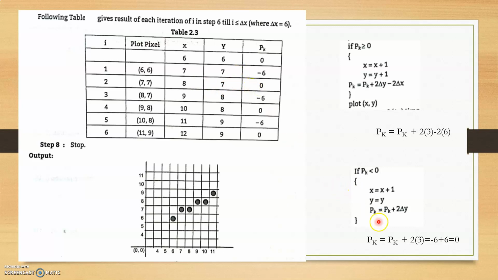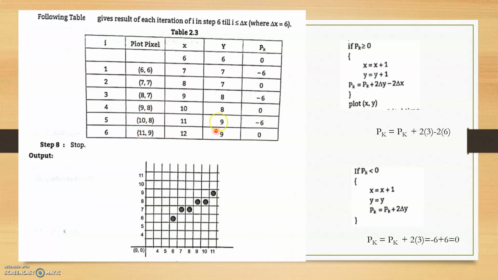And the value of pk is pk plus 2 delta y. This is pk plus 2 delta y, and our value of pk is minus 6. We get minus 6 plus 6 equals 0. In the same way, this 0 is the pk value for this point 8, 7. So for 8, 7, the value of pk is equal to 0. So this condition will be executed, that is pk greater than or equal to 0.